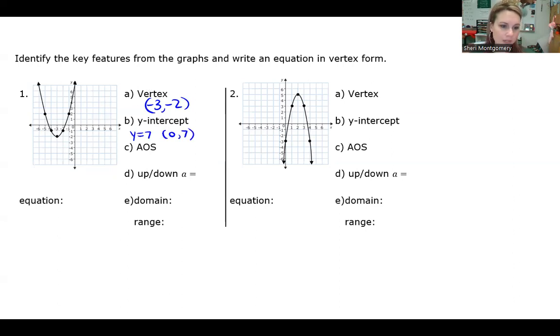The axis of symmetry isn't present on the graph, but it's pretty easy to figure out. It's always an x equals equation. Where does it cut through the x-axis? -3, that is the equation.